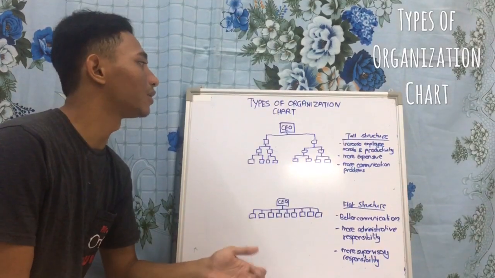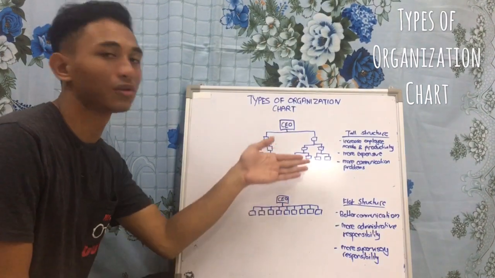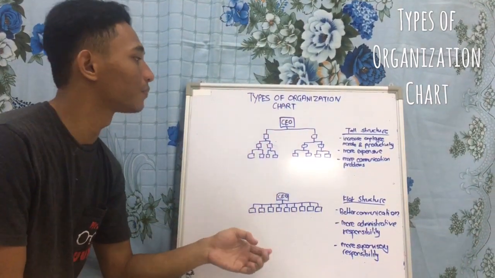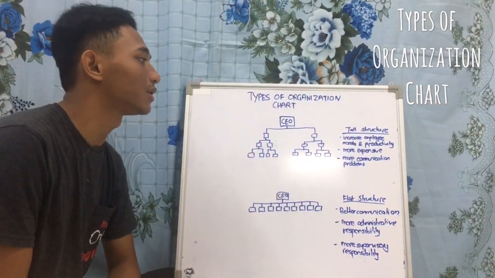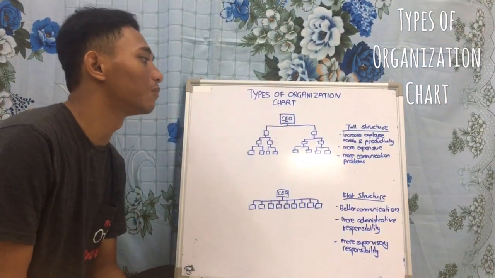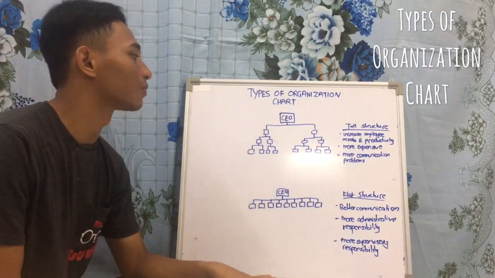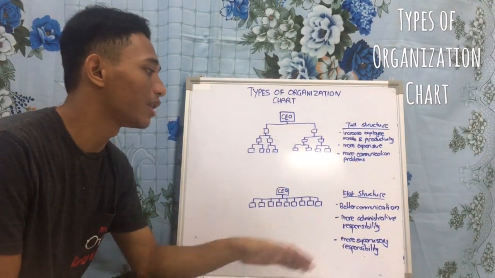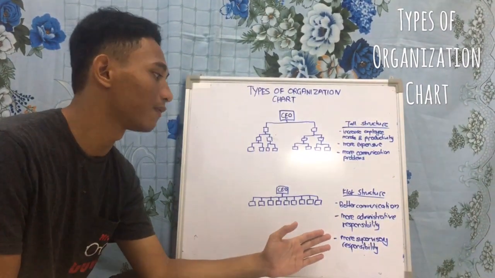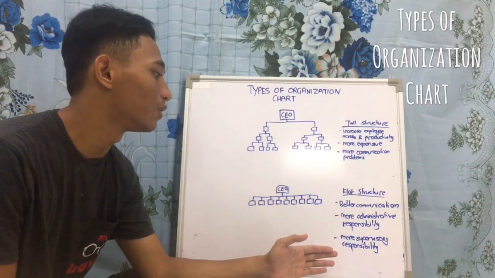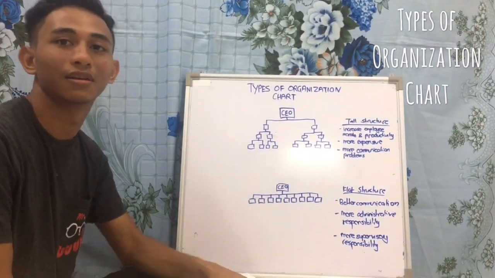These are the 2 types of organization chart, which are the tall structure and the flat structure. For the tall structure, it increases employee morale and productivity, but is more expensive and has more communication problems. For the flat structure, better communication, more administrative responsibility, and more supervisory responsibility.